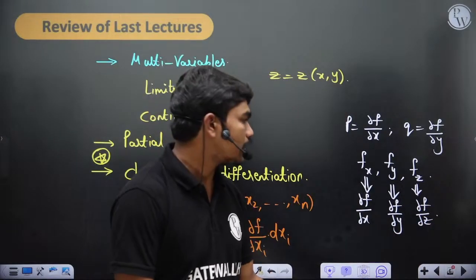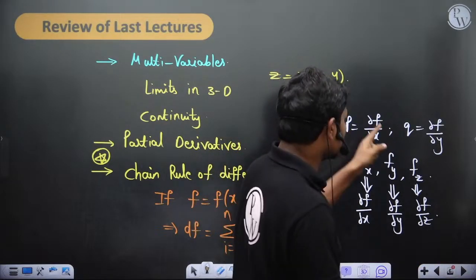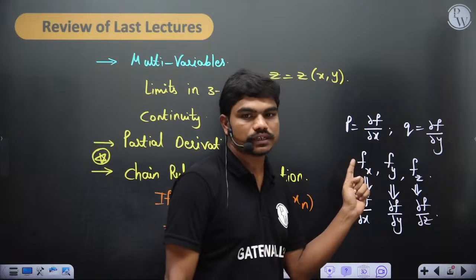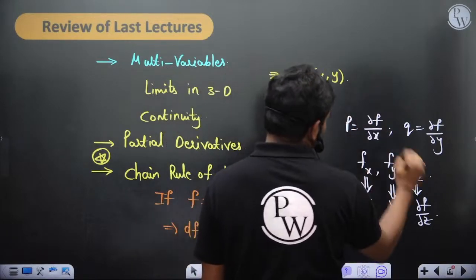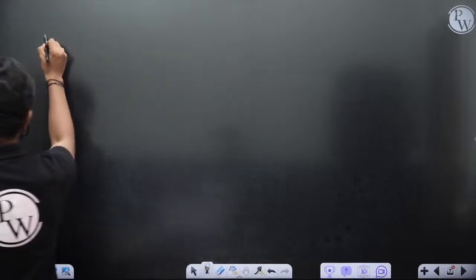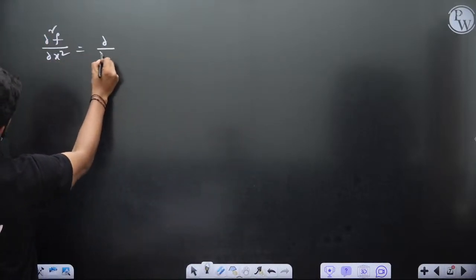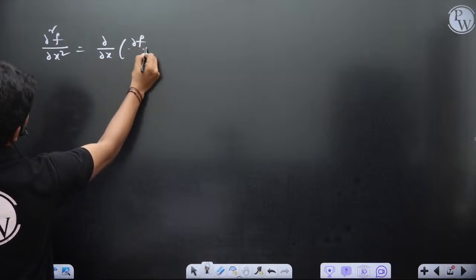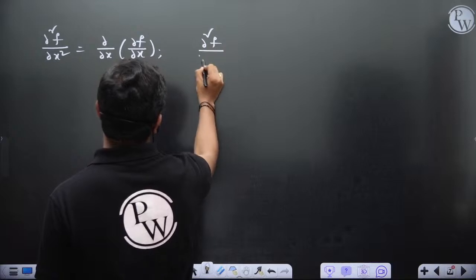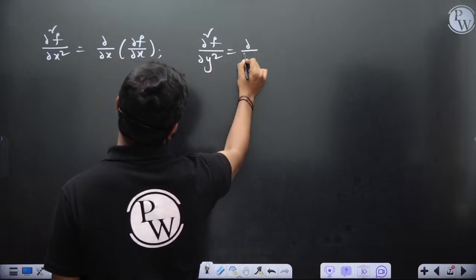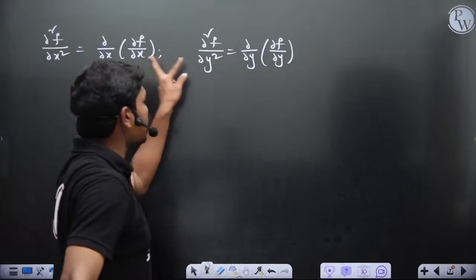We also have certain examples, some questions actually, to make you familiar with the calculation of the partial derivatives. And of course you are already familiar with calculating these partial derivatives. Let's see, if you want to calculate, for example, dou square f by dou x square, it's the second derivative. This is nothing but dou by dou x of dou f by dou x. Similarly, dou square f by dou y square is dou by dou y of dou f by dou y again. So basically you know how to calculate the first order derivatives.